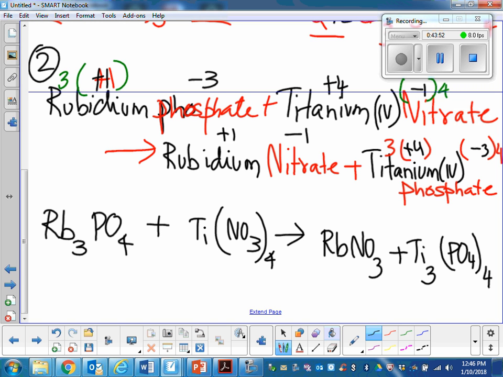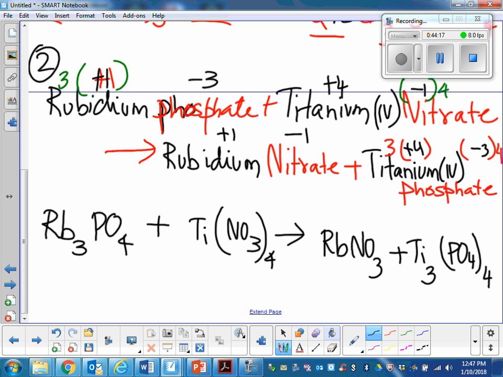So, single replacement is an ionic compound dissolved in water, and then there is double replacement. Double replacement is two ionic compounds, and they will exchange places. The metal and the non-metal will exchange. All right? So, this is not balanced. Nitrate is a 4. Rubidium is a 3.